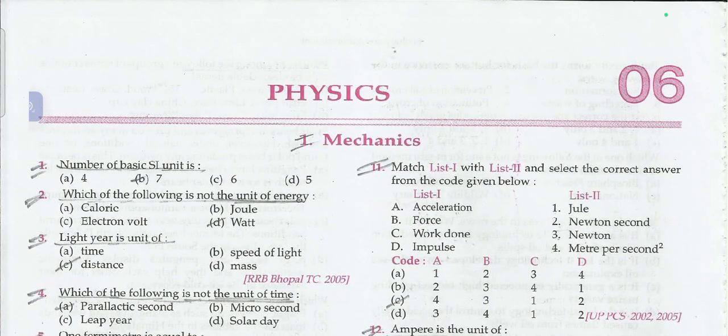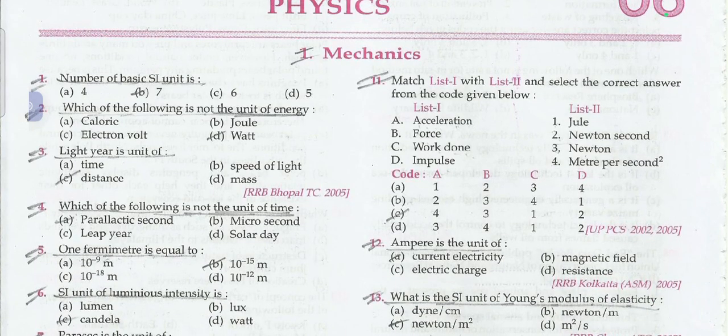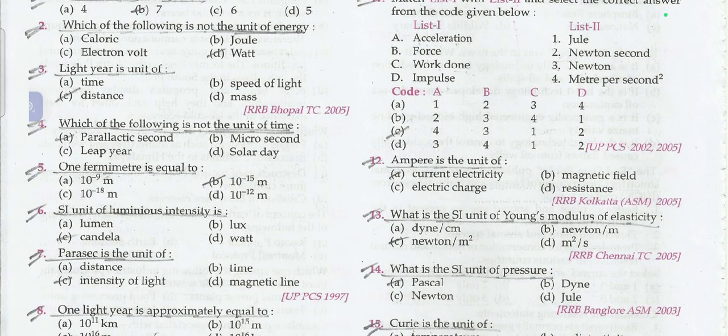Match list 1 with list 2 and select the correct answer from the code given below. List 1: acceleration, meter per second square; force, Newton; work done, joule; impulse, Newton second. Ampere is the unit of current electricity.